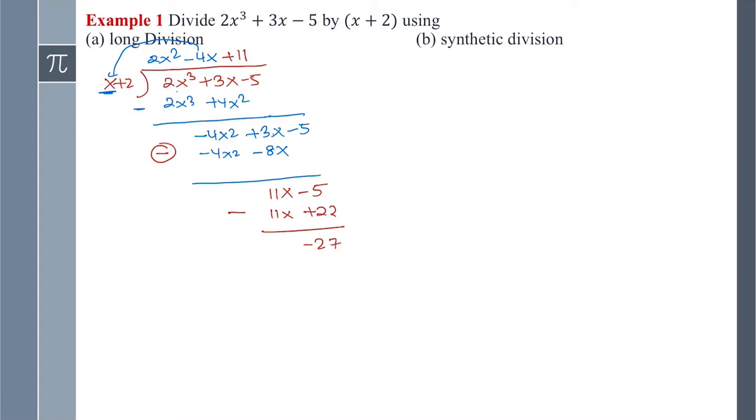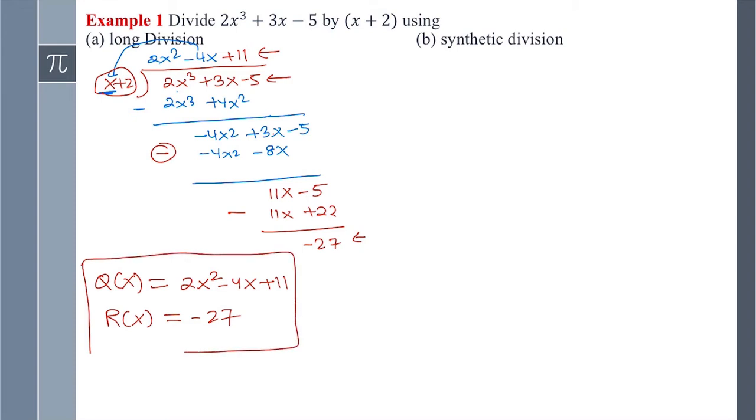Now we have four things here. This is the divisor, this is the dividend, this is the quotient, and this is the remainder. So finally we have q of x, the quotient, which is 2x squared minus 4x plus 11, and the remainder represented by r of x equals negative 27. So that's what we got by performing long division.